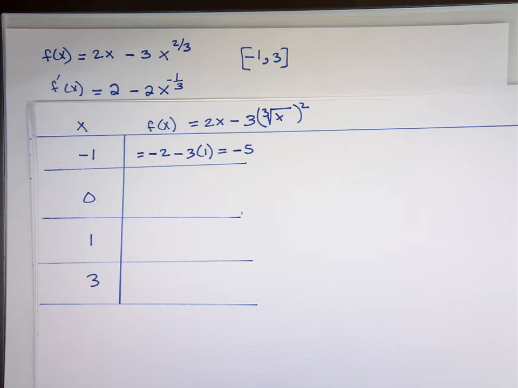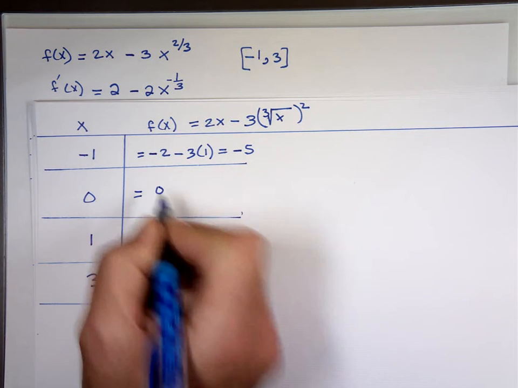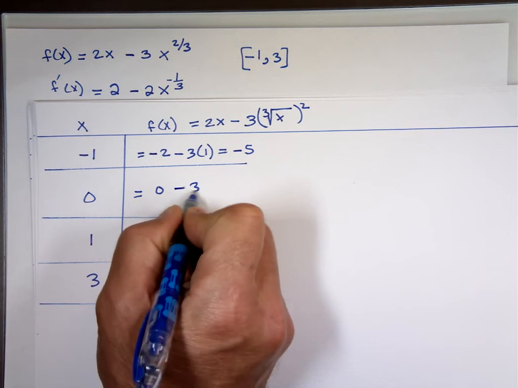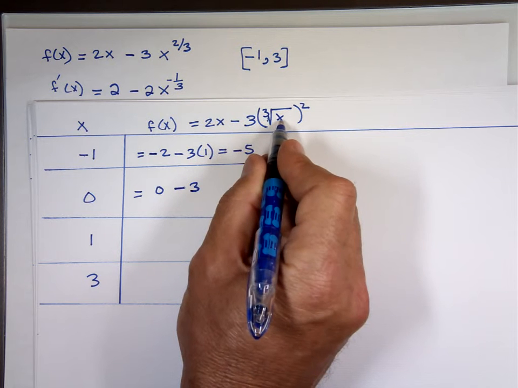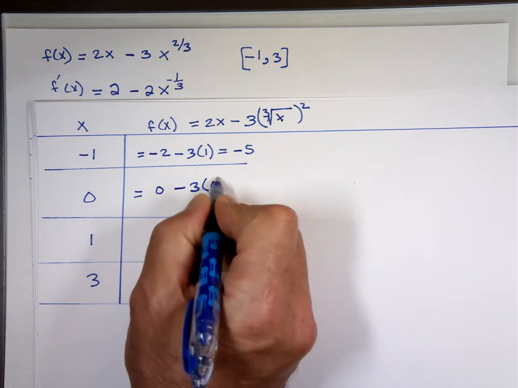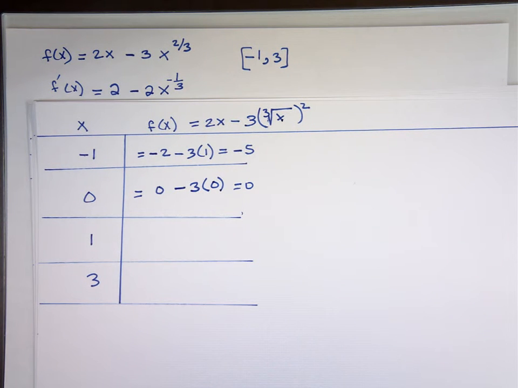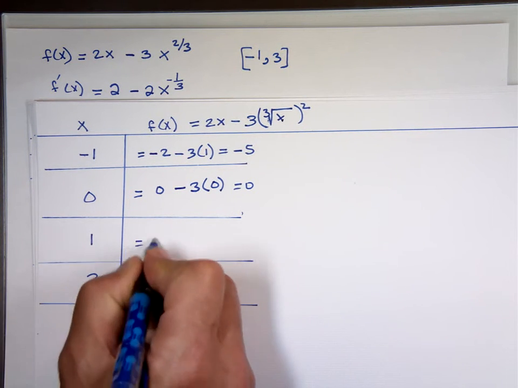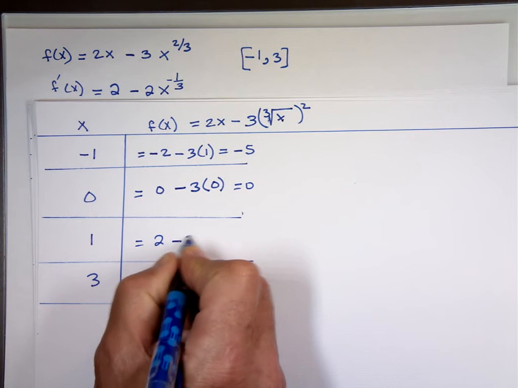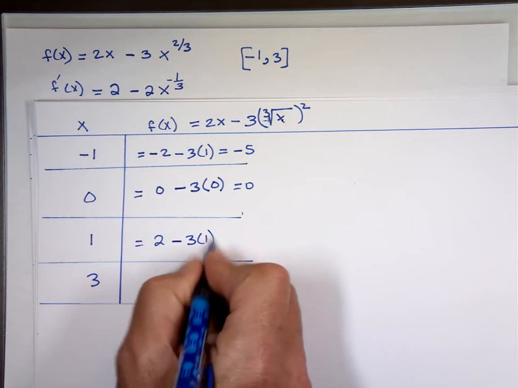When x is 0, what's 2 times 0? 0. What is the cube root of 0? 0. Square it. Still 0. So that's a 0. When x is 1, this will be 2 minus 3 times. What is the cube root of 1? 1 squared, that's a 1. That's a negative 1.